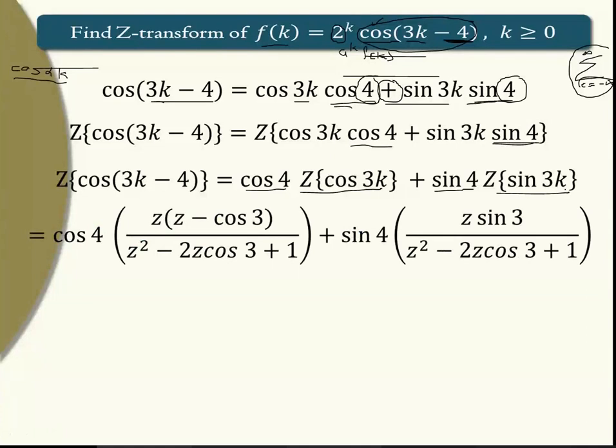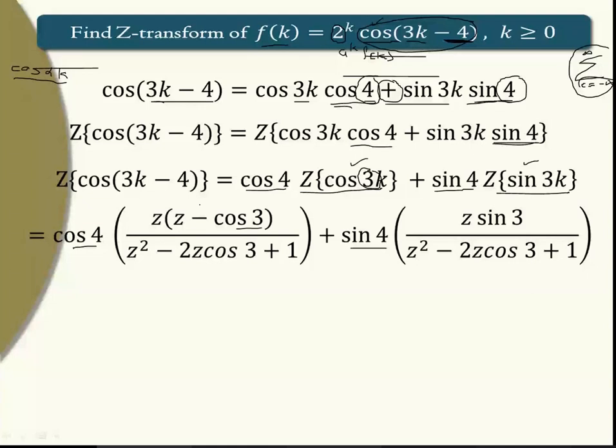By that standard formula, it will be z into z minus cos alpha upon z square minus 2z cos alpha plus 1. Now instead of alpha, we have 3. So it will be z into z minus cos 3 divided by z square minus 2z cos 3 plus 1. This cos 4 as it is, outside term as it is, plus sin 4 as it is, Z transform of sin alpha k is z into sin 3 upon z square minus 2z cos 3 plus 1. So we are just using those standard formulas for these two terms.